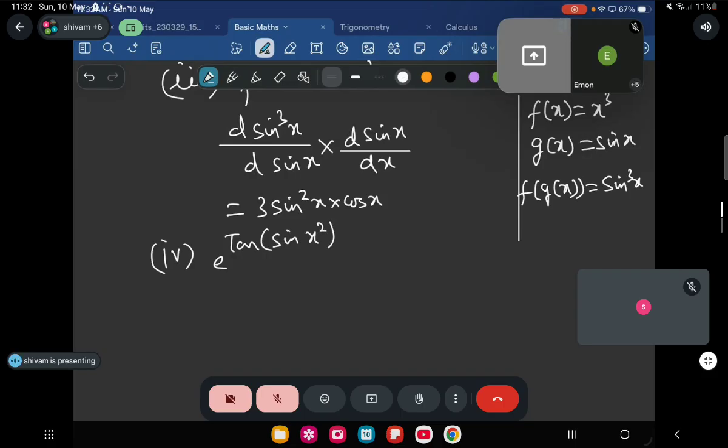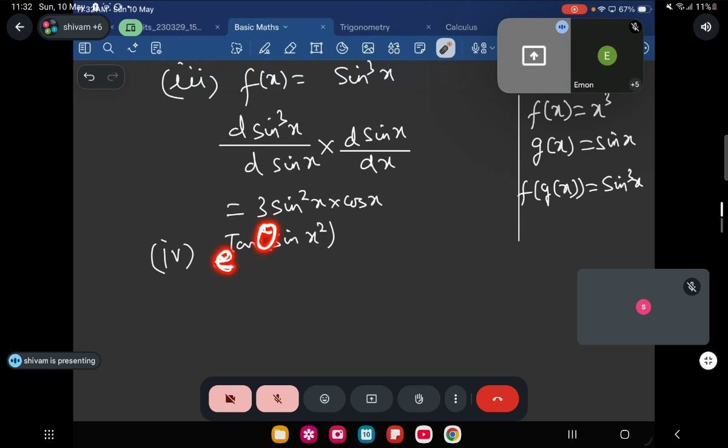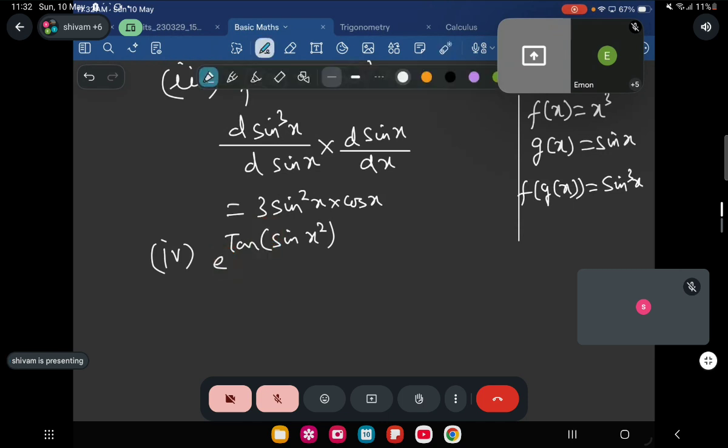Okay, everyone. So we don't know the differentiation of e to the power tan of sine of x square directly, right? But we know the differentiation of e to the power theta. Think of this function as e to the power theta. So first of all, you need to differentiate e to the power theta with respect to theta. Pay attention very carefully. dy dx will be equal to e to the power tan of sine of x square with respect to theta, that is tan of sine of x square.